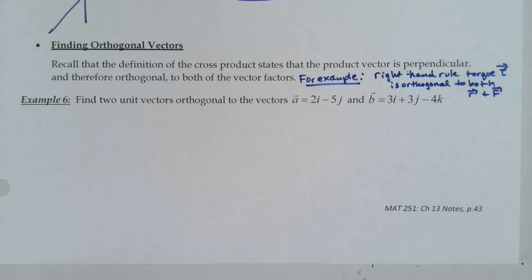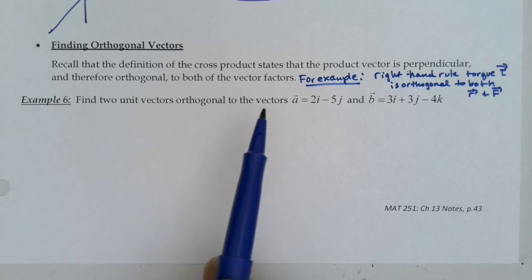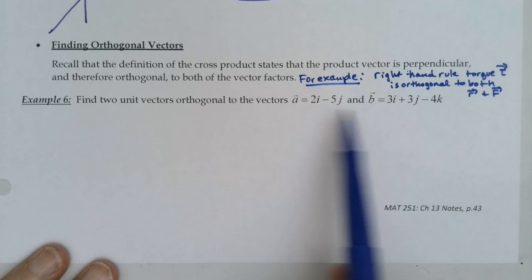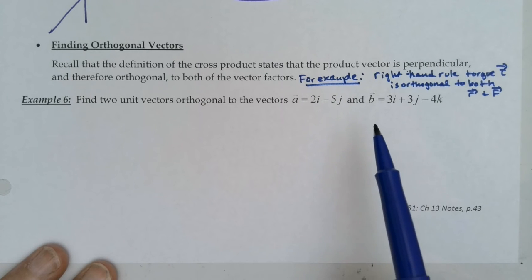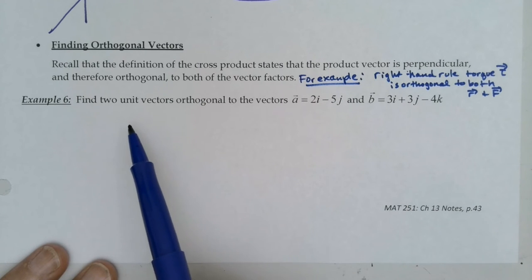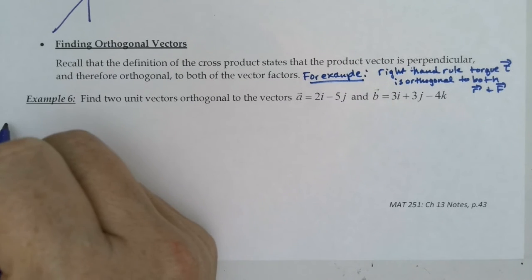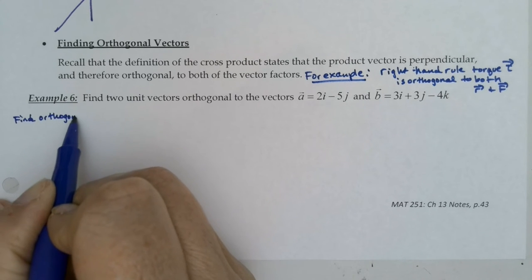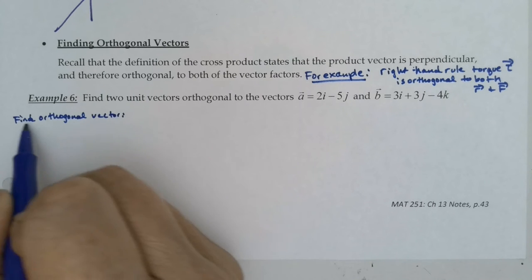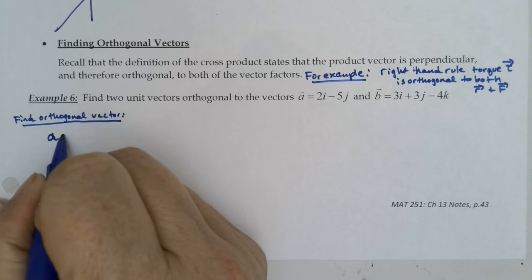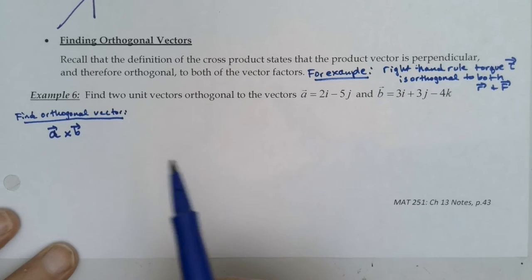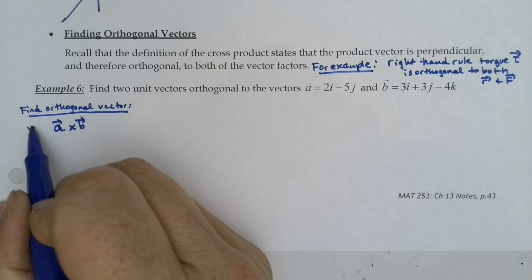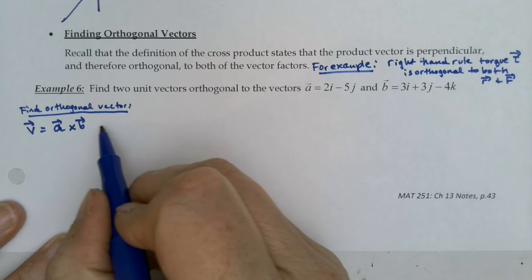Okay, so if they ask you to find two unit vectors orthogonal to the vectors A and B, I can find an orthogonal vector real fast. All I need to do is find the cross product, and I've got an orthogonal vector. Then to make it a unit vector, I just have to divide by the magnitude, right? So first thing we're going to do is find an orthogonal vector. That will automatically happen when I find A crossed with B. A crossed with B will be orthogonal. I'm going to call that vector v, for example. So let's find a cross product.